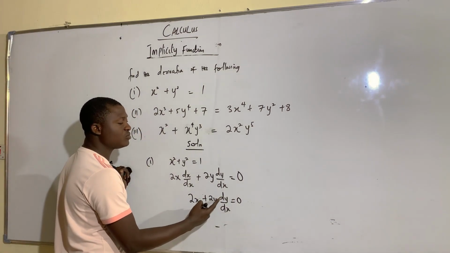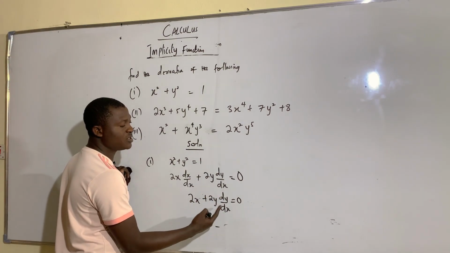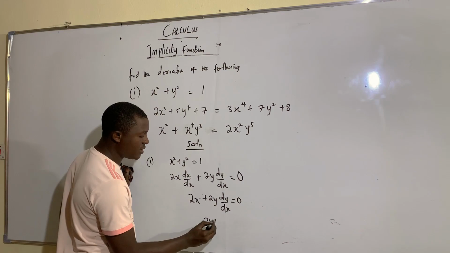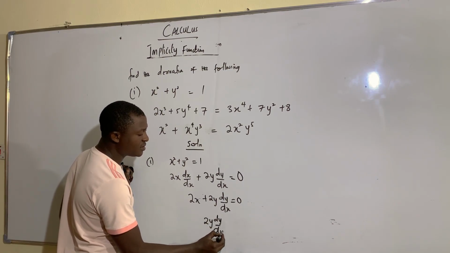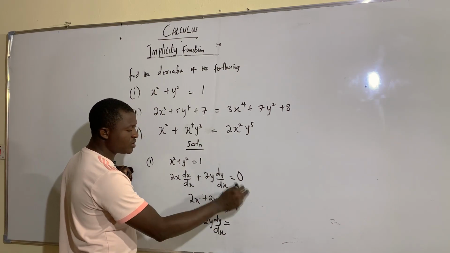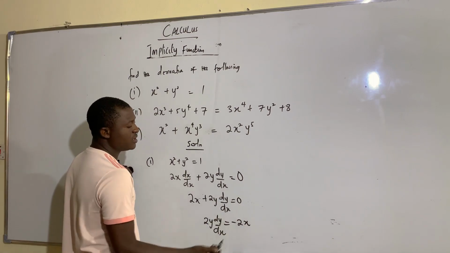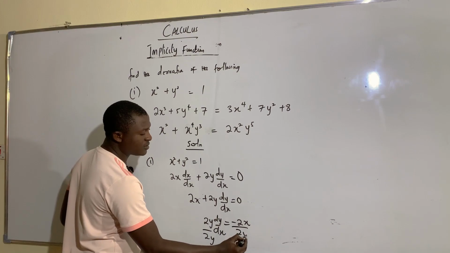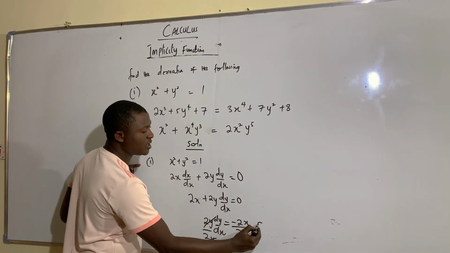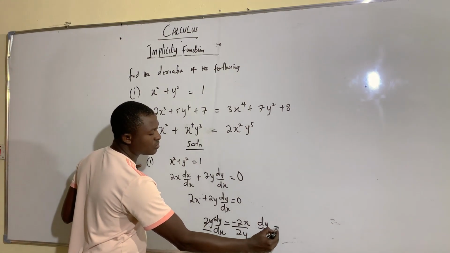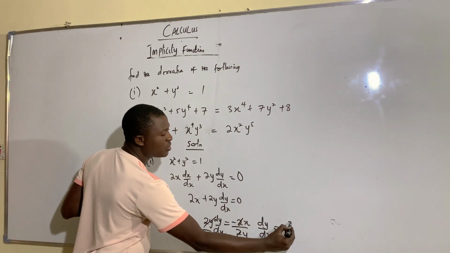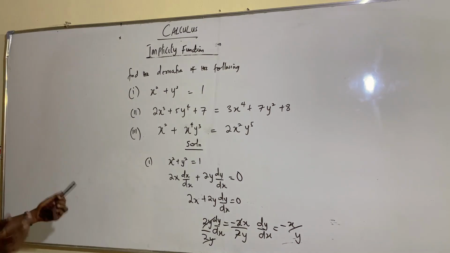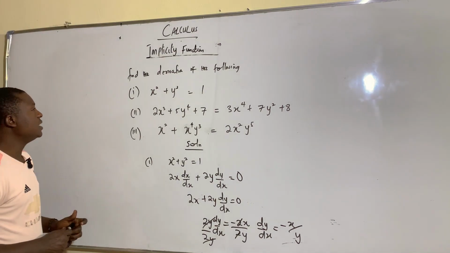I want to make my dy dx the subject. If I collect the like terms, here we have 2y dy dx is equal to, this is 2x, so when the 2x comes here, we have minus 2x. Since I'm looking for this, divide both sides by 2y. So this cancels this, we have dy dx is equal to, you can see the 2 can also cancel the 2. What we have left is minus x over y. Can you see that? Yeah.